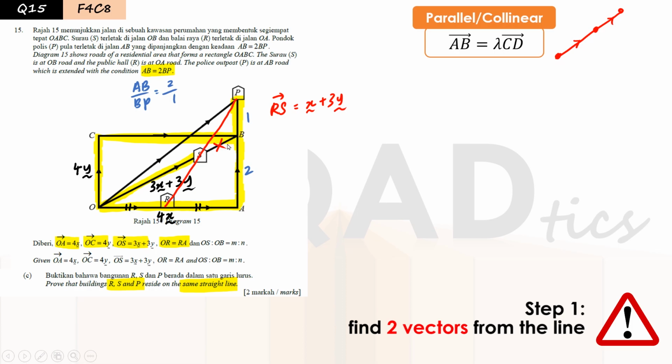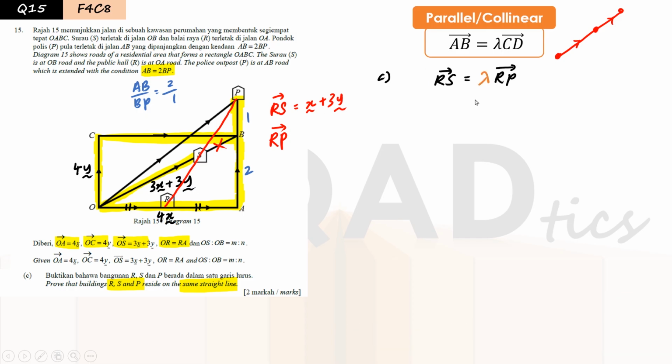Alright, so what about we try to find the vector from R to P. Because as you can see, the entire route is highlighted. So we can find the vector of RP. Now we have these 2 vectors, and we need to prove that they are parallel. So we are going to put RS and RP inside here. But what is the result that we are expecting?